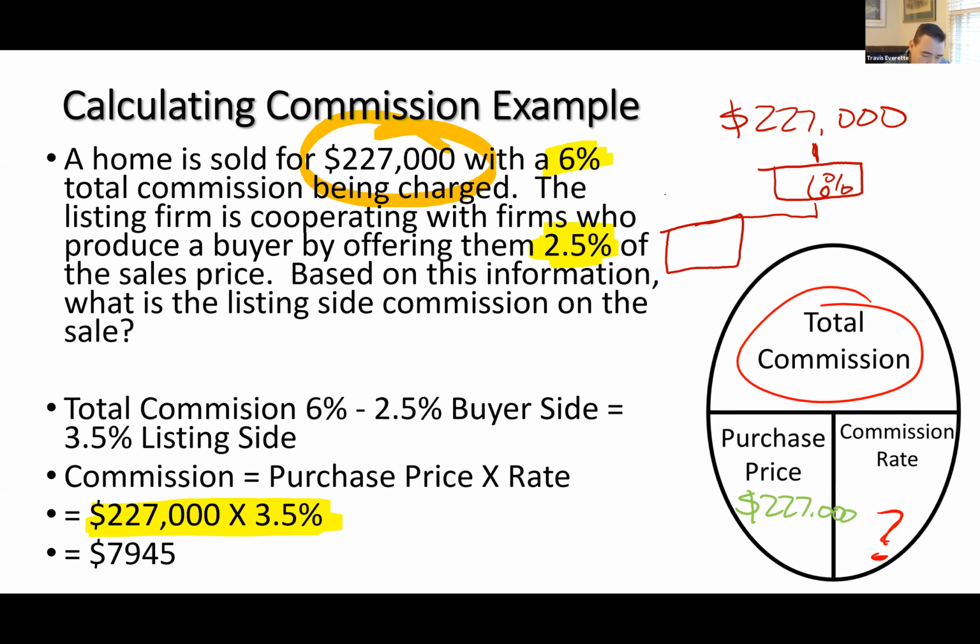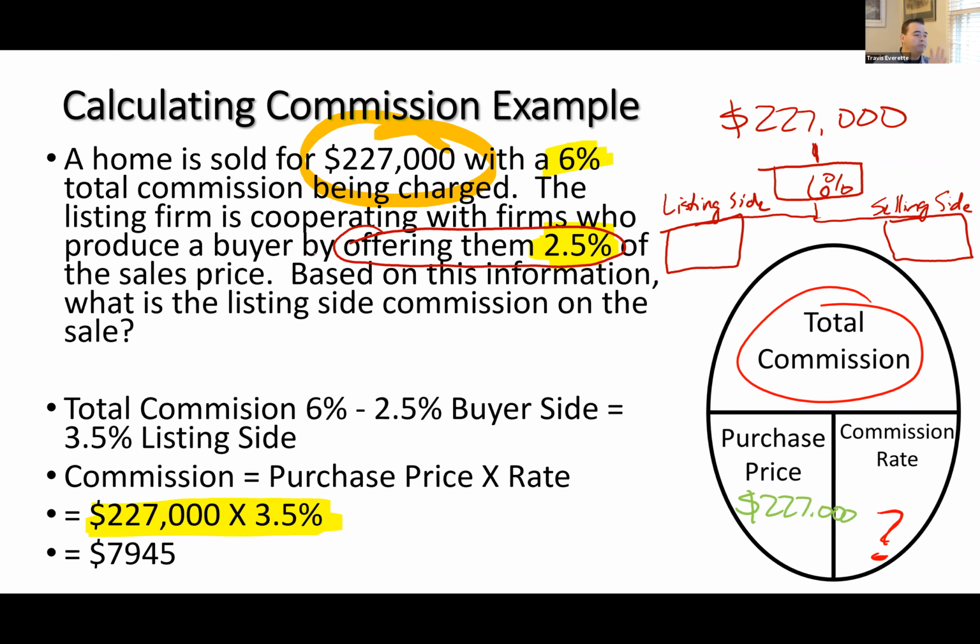Now, I always put the listing side on the left because it's just easier to remember the listing side to the left. And then that leaves the other side as the selling side, right? Those are the 2 sides we have of the transaction. So the listing side and the selling side, and here's what they tell us. They're charging a 6% total commission. It says the listing firm is cooperating with firms who produce a buyer by offering 2.5%.